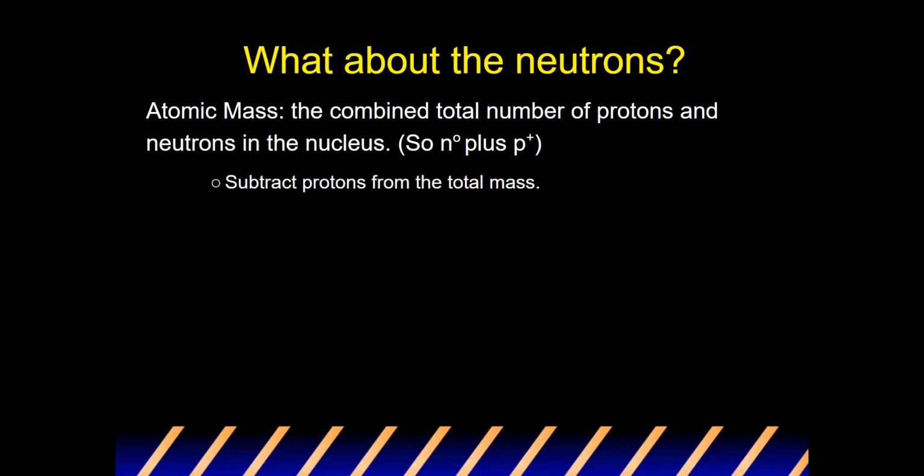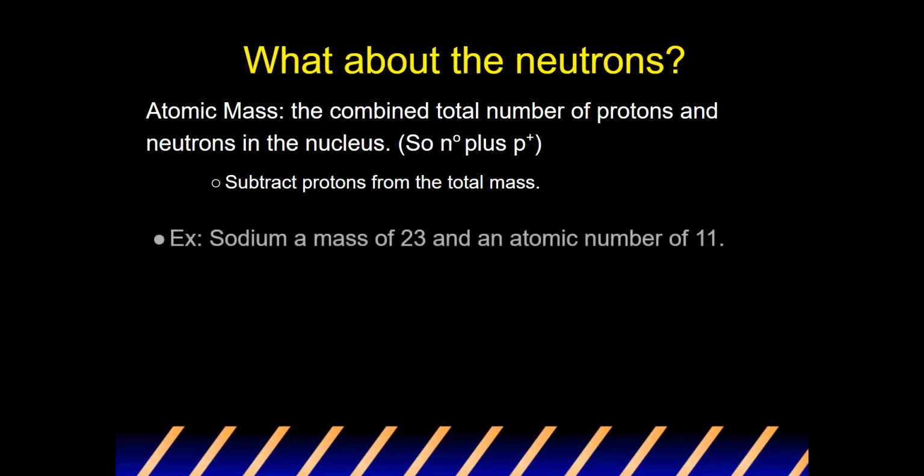To find the number of neutrons, you simply subtract the number of protons from the total mass. Again, your atomic mass you'll find on the bottom of each box on the periodic table. Let's look at sodium. Sodium has a mass of 23 and an atomic number of 11. I'll give you a moment to think about how many neutrons this element must have.